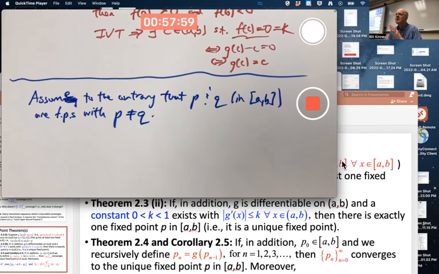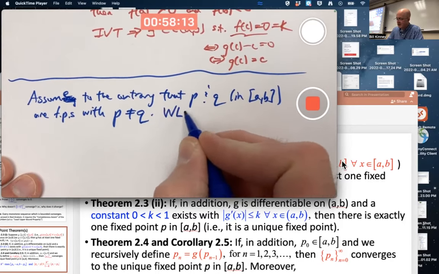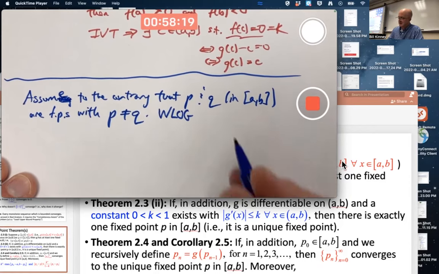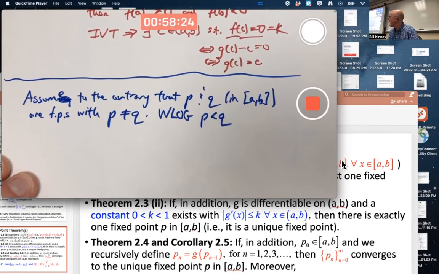We could, without loss of generality, assume P is less than Q here. It's not really necessary to do, but maybe a little easier conceptually. WLOG in a math proof means without loss of generality. We could assume P is less than Q. Why? Because they're just arbitrary symbols anyway. Q less than P would be the exact same argument. The book doesn't bother with this, but it doesn't hurt. They just say they're different.